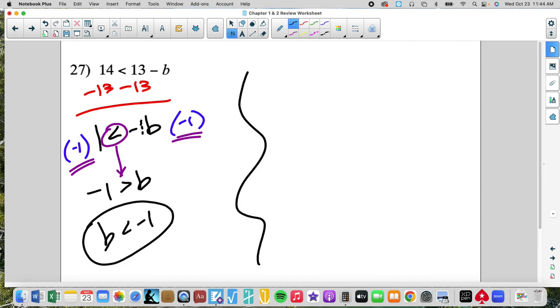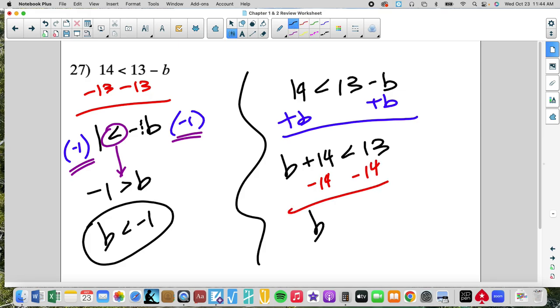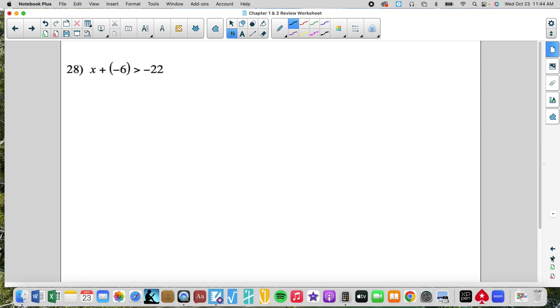The other way to do this problem is to move the variable over to make it positive. Notice when we move it over, we have b plus 14 is less than now. So it went from greater than to less than. Now we're going to subtract 14, and b is less than negative 1. Both techniques work, both have the same answer. I'm going to simplify first.